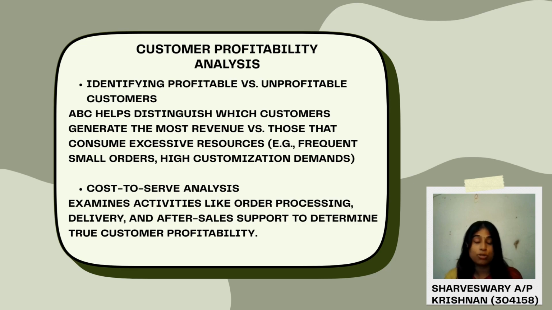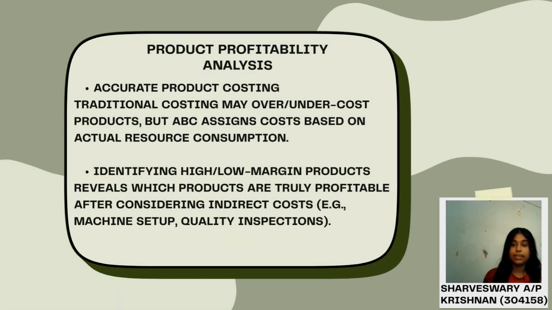So the next one would be cost to serve analysis. You see, this analysis examines all activities tied to serving a customer, such as order processing. It doesn't matter if it's manual or automated. Then shipping and logistics, and it doesn't matter if it's express or the standard one. And the last one is customer support. It doesn't matter if it's for returns or complaints handling. You see, in SME textiles, we might discover that clients demand rush orders, incur high costs, reducing net profitability.